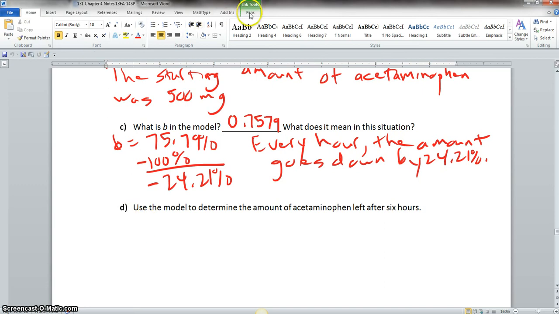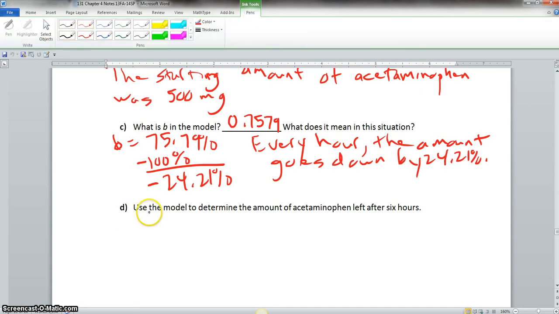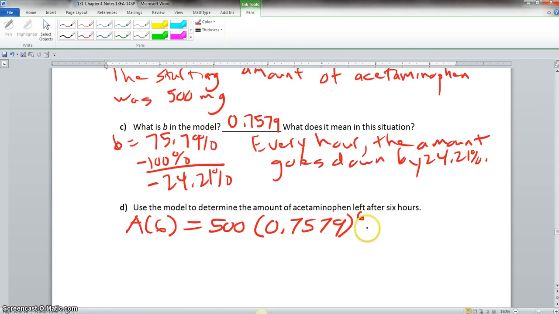Okay, class, picking up where we left off, we're on D. It says use the model to determine the amount of acetaminophen left after 6 hours. So we would take A of 6 is equal to 500 times 0.7579, and that would be taken to the sixth power, which is approximately 94.76 milligrams. And that is your final answer.